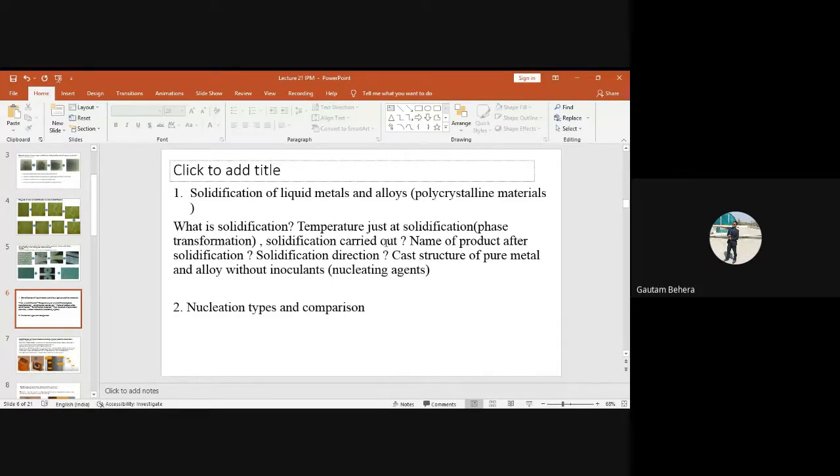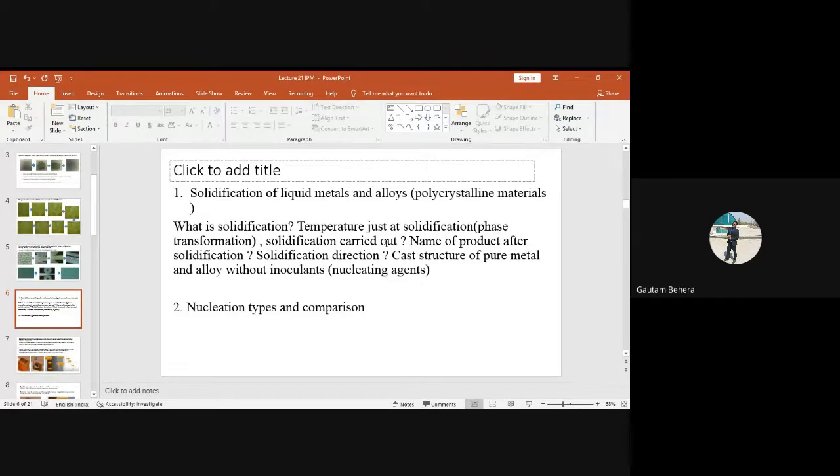Can anybody tell me why solidification will become faster if we are using a metallic mold rather than a ceramic mold? Let me see how you can imagine. Nobody has remembered the properties of metals and ceramics? About the conductivity, thermal conductivity? The ceramics have high boiling point. No, that is not related. I'm talking about conductivity, thermal conductivity.